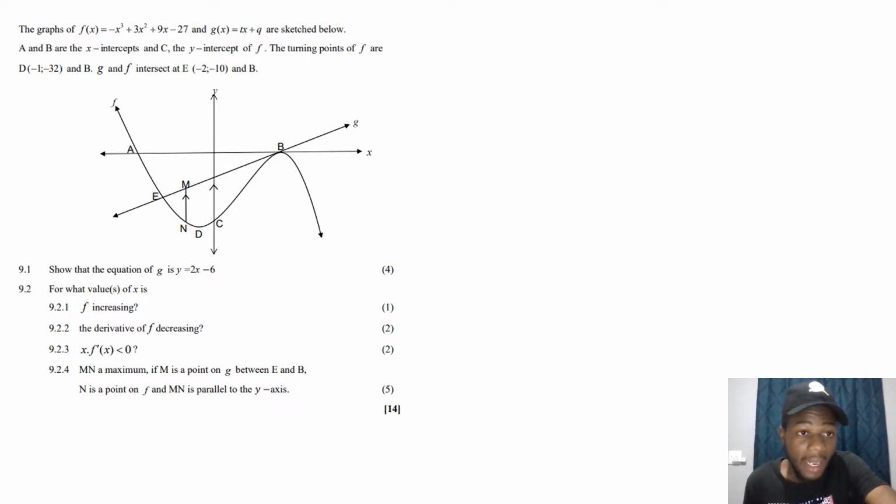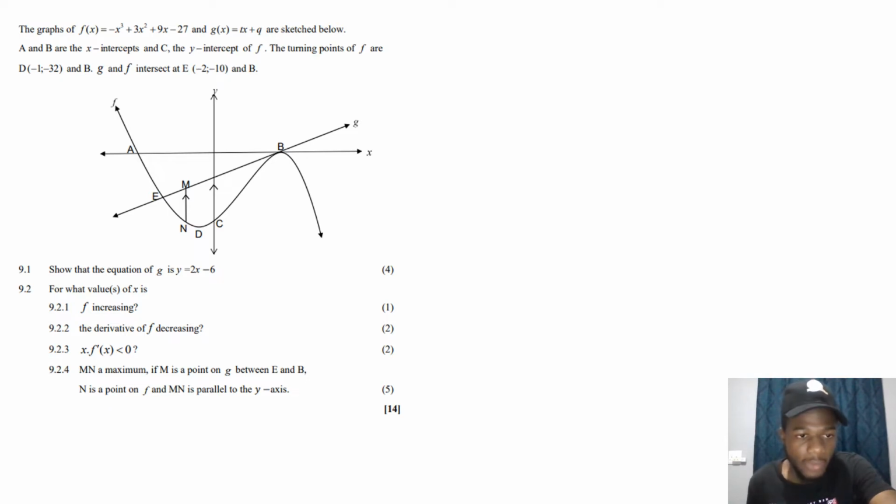We're given the graph of f of x, which is negative x cubed plus 3x squared plus 9x minus 27, and the graph of g of x, which is tx plus q, sketched below. Point A and point B are the x-intercepts, as you can see there, and point C is the y-intercept of our cubic function, the graph of f. The turning points of f are point D, which is (-1, -32), and point B. Point B is also the turning point, or a stationary point, you can call it that way. Then g and f intersect at point E, which is (-2, -10), and they also intersect at point B.